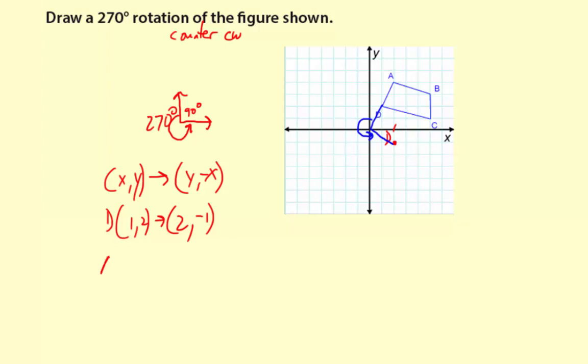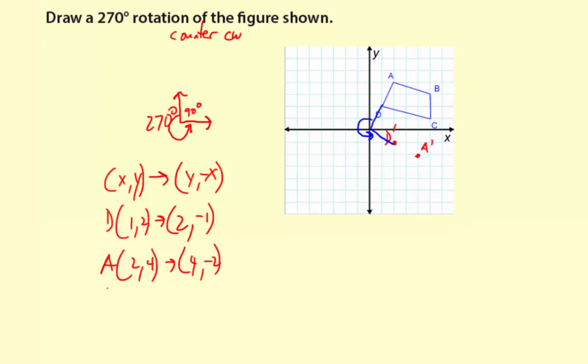So let's see. A is 2, 4. If I apply the coordinate rule, it'll be 4, -2. So essentially what I'm doing is switching the x and y values, and I'm taking the opposite of the x value, so this 2 becomes -2. Now let's see where that ends up. So 4, -2, that would be my A prime.